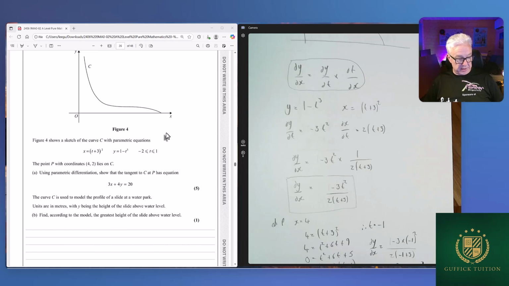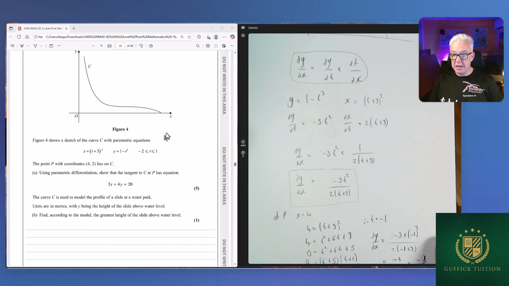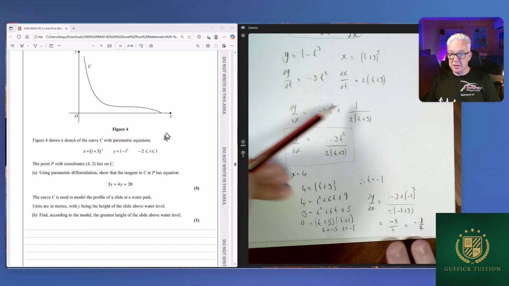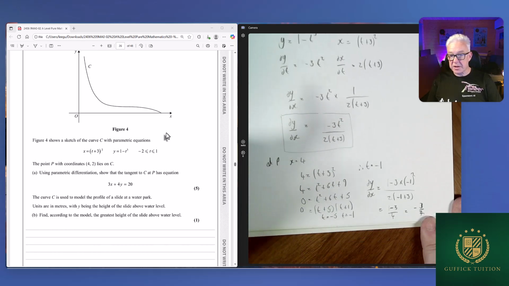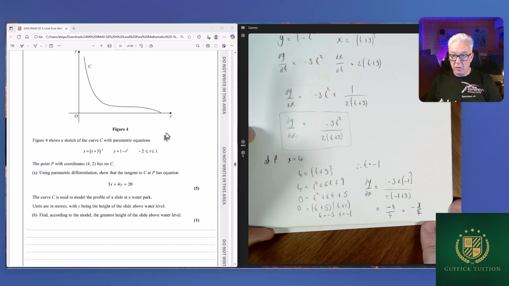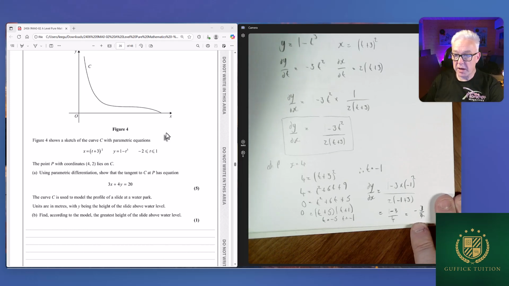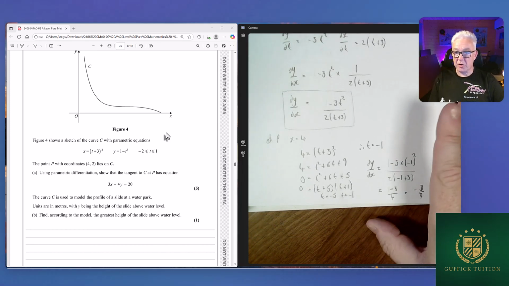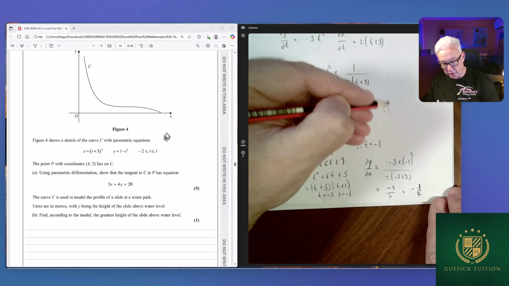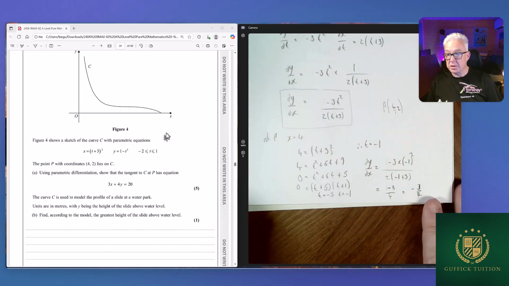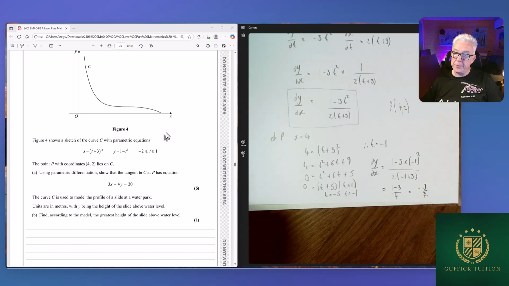Now we can bring those two things together and write down that dy/dx is equal to dy/dt times dt/dx. So there's our expression for our dy/dx. Now, in order to find the equation of the line, there's two things we need. We need a gradient and we need a point. We've got the point P, which we know has the coordinates (4, 2). So all we need now is just to know the value of the parameter at P.